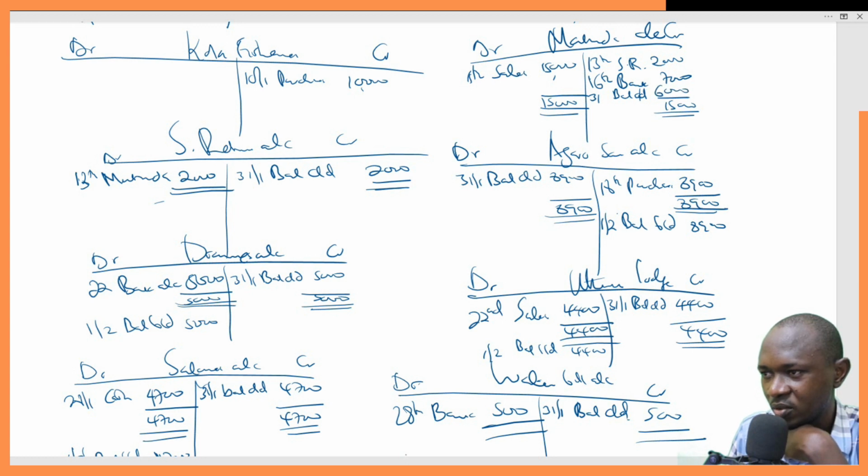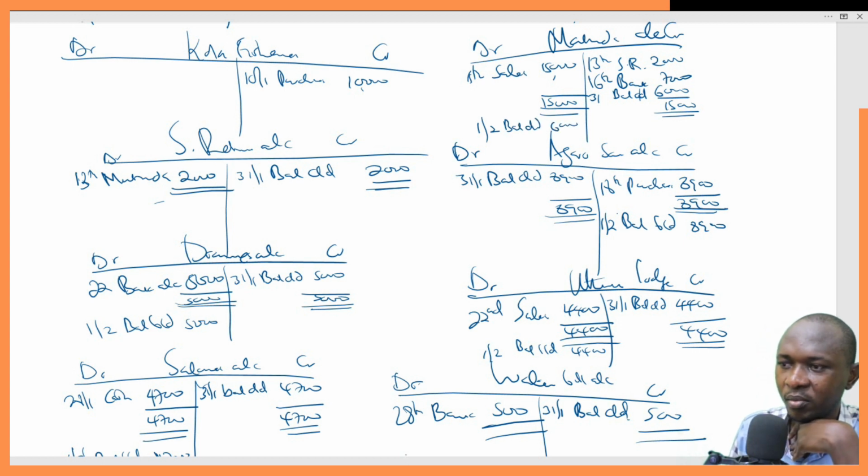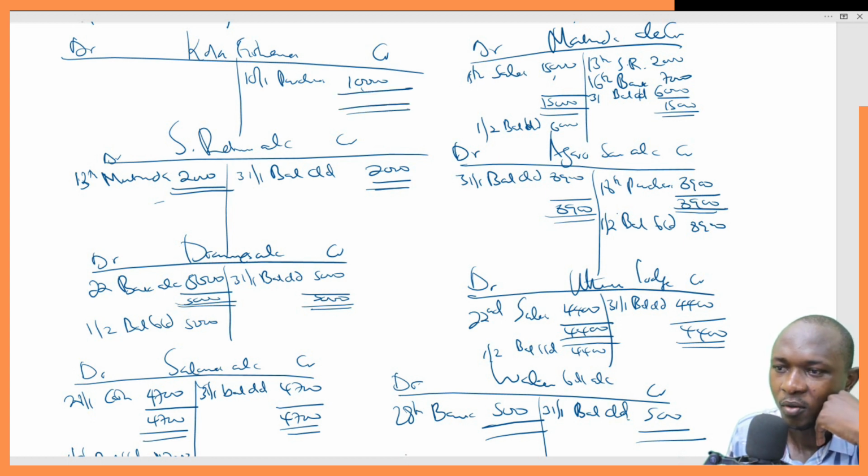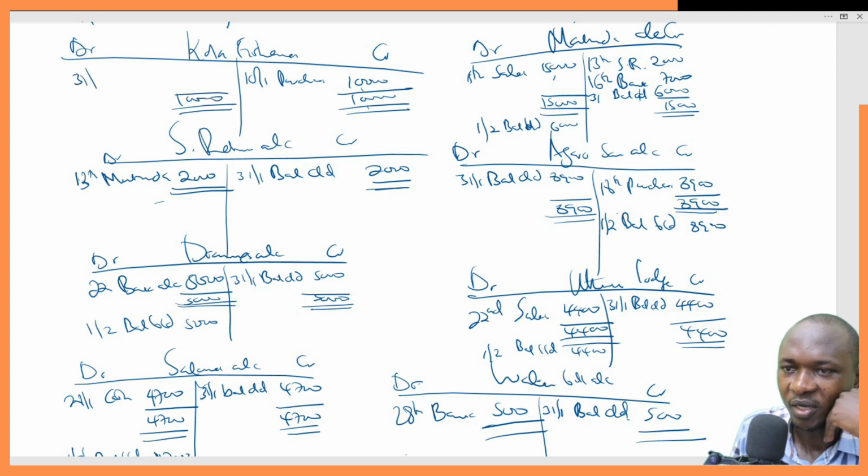Sorry, this is balance brought down. Balance carried down 6,000, balance brought down 6,000, like that. So here again we close 10,000. 31st January balance carried down is 10,000. Then you say 1st February balance brought down is 10,000, like that.